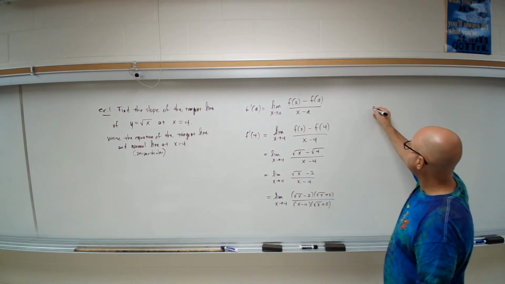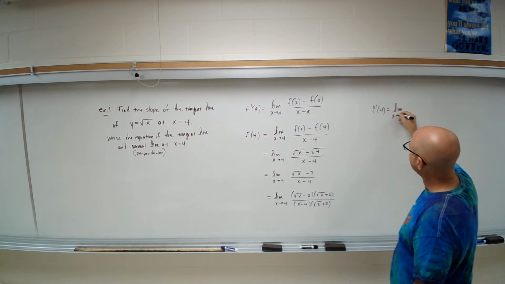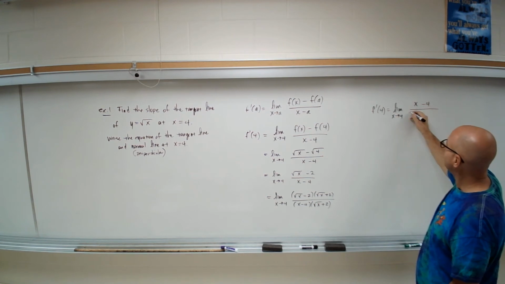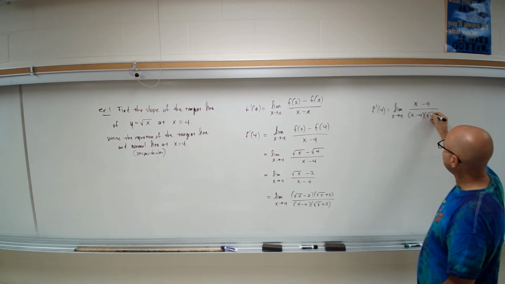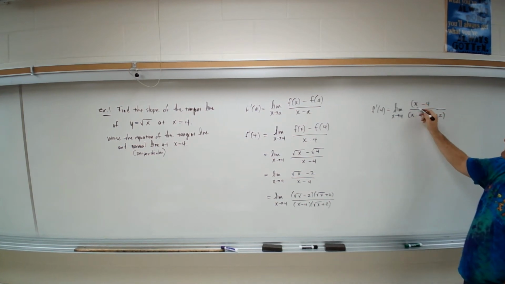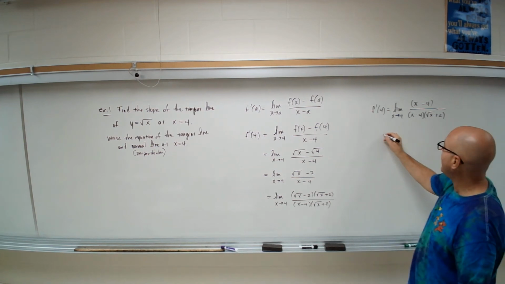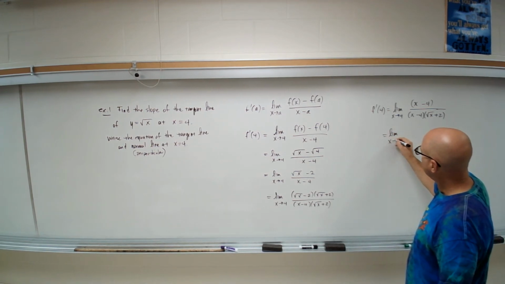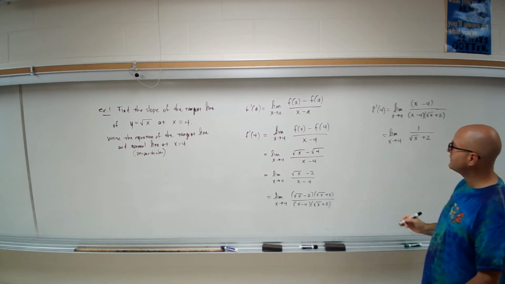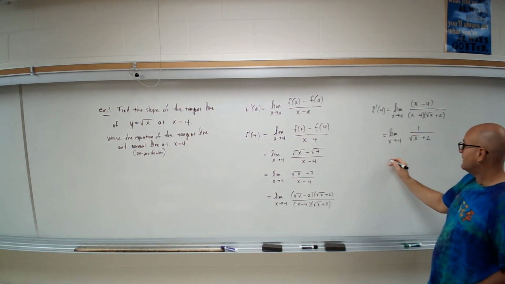And that's going to give us that f prime of 4 is the limit as x approaches 4. If we get x minus 4 on top, x minus 4 times radical x plus 2 on bottom, so those two factors will cancel. Don't forget when that happens, we get a 1 on top and then radical x plus 2. Okay, now we're ready for direct substitution.